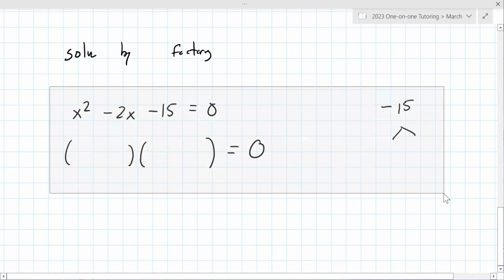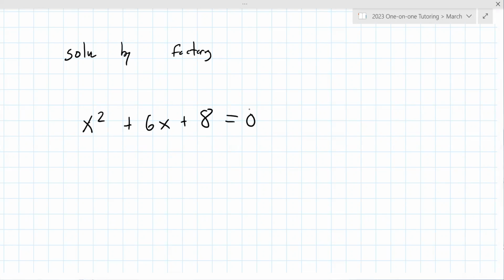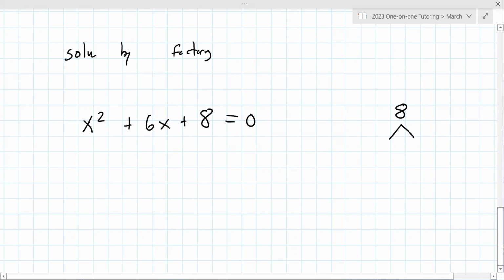Let me make an easier problem then, because this is not a good one to start with, especially if you haven't seen it before. X squared plus 6x plus 8 equals 0. What you're going to do is look at that last number 8 and break it up. Would it be x plus 2, x plus 4? Yes, very good.